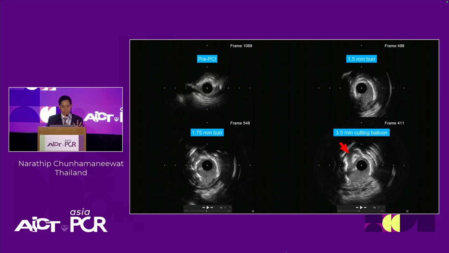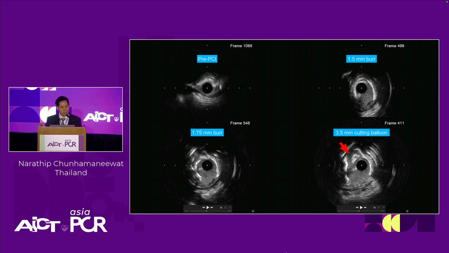This is the key picture that I want to show you. The left upper picture is pre-PCI. You see a very tight one. Right upper one is after the 1.5 millimeter rotaburr, so you see some luminal gain. In the left lower picture, you see bigger gain after 1.75, but you didn't see calcium fracture. Only after the cutting balloon, the right lower picture, with the red arrow, is where the calcium fracture is.